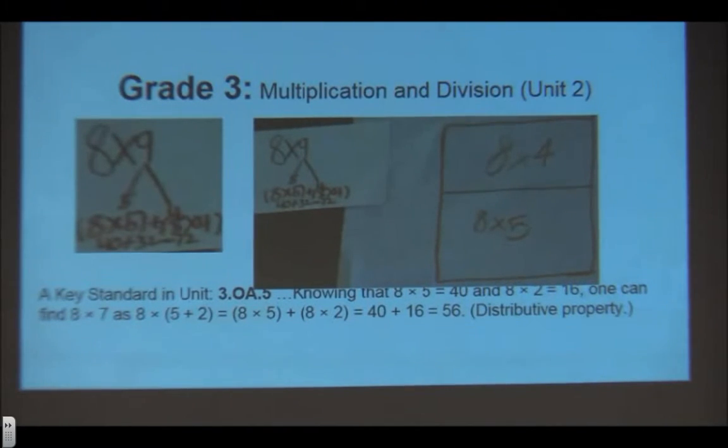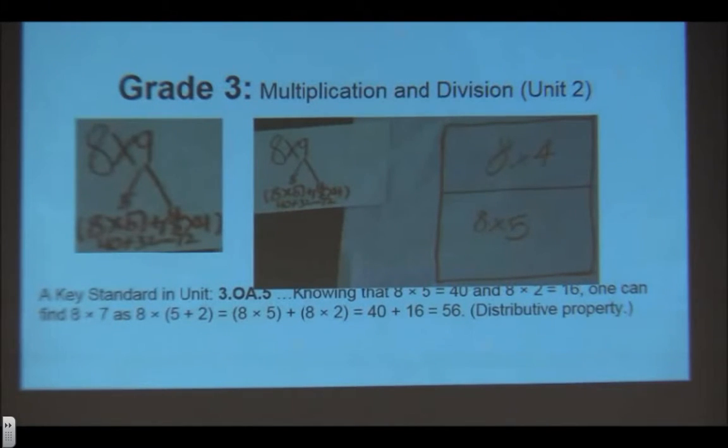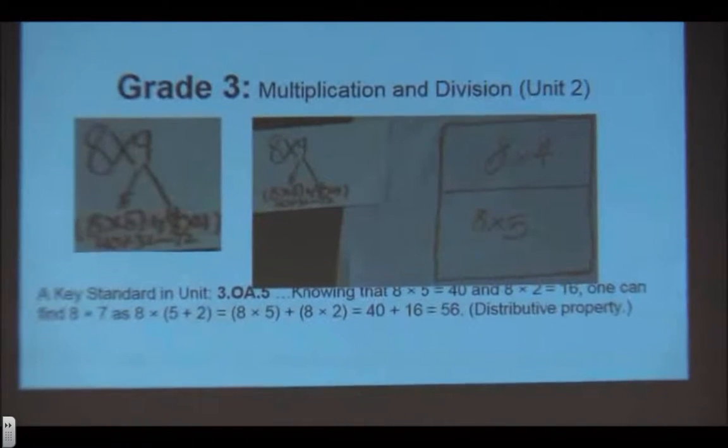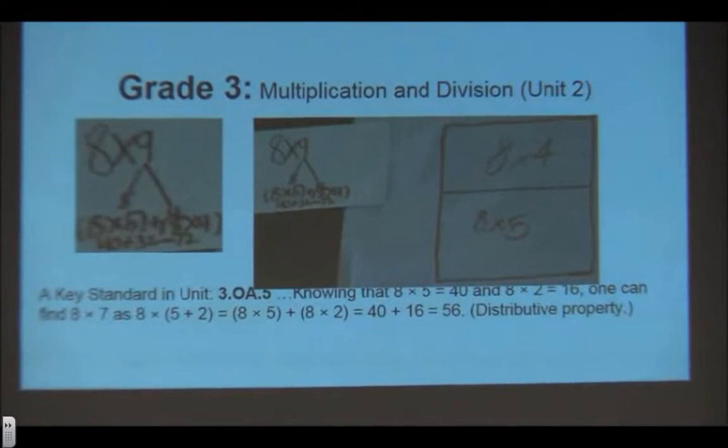So at the beginning of the year, 8 times 9 was kind of hard. So what did you do to make it easier? I broke the 9 up into 5 and 4, and then I did 8 times 5, which equals 40, and then I did 8 times 4, which equals 32, and then I did 32 plus 40, which equals 72. So it's 8 times 9? 72.